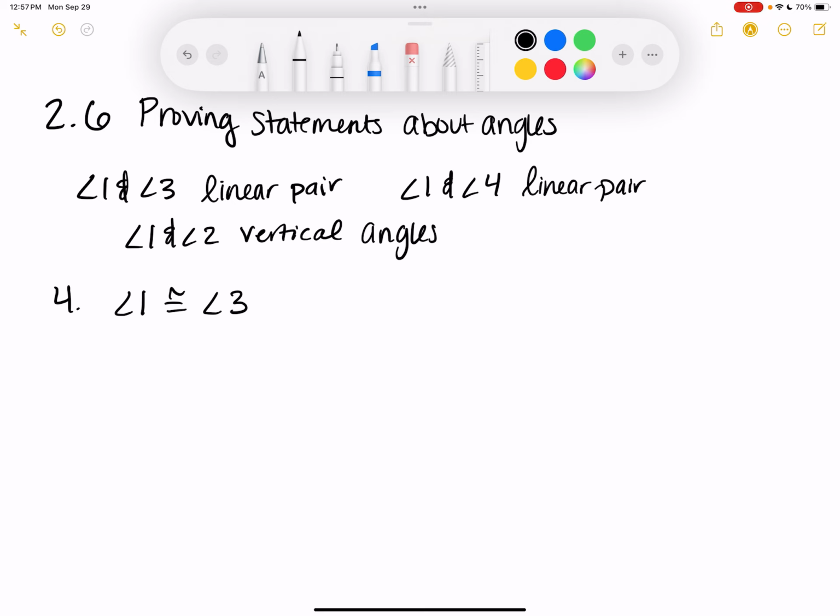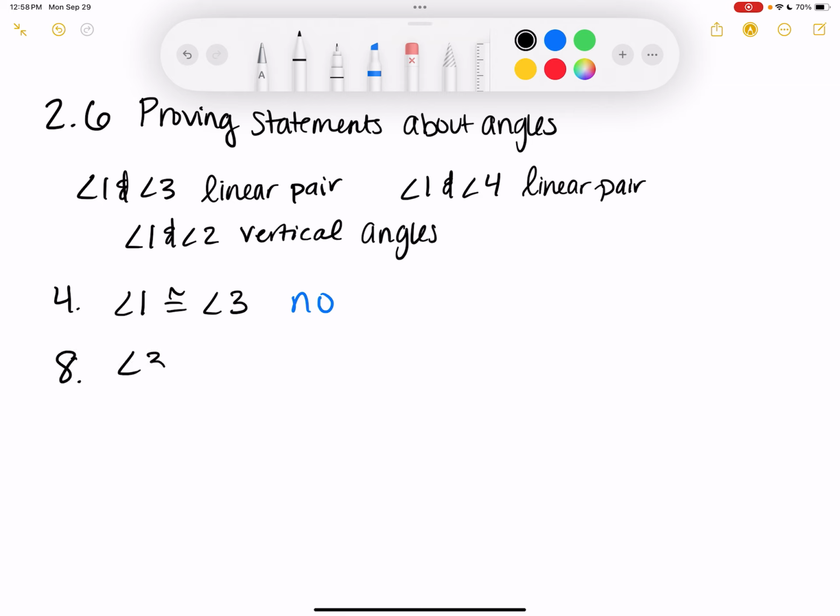Is that true based on the information that you're given right here? Yes. Why? So, linear pair. Does linear pair mean that they're congruent? Vertical angles are congruent, but linear pairs, they could be, but they don't have to be. So we don't have enough information to know. So this would be false. Or I guess it's saying, is it true? So no, it is not true.